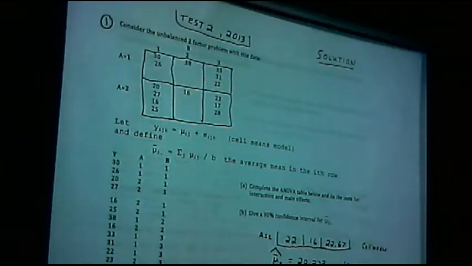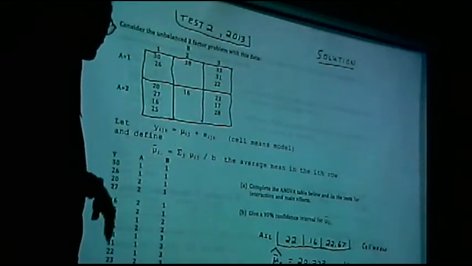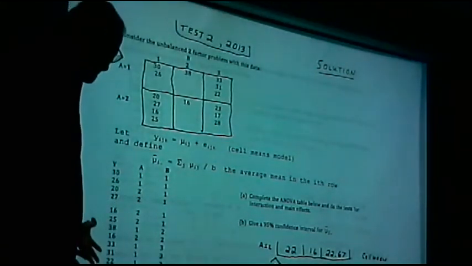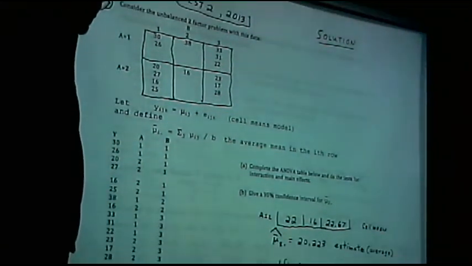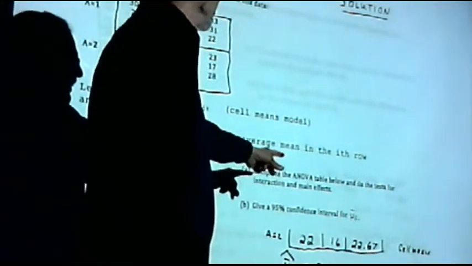Okay, so here's a two-factor unbalanced problem, and here's the cell means model, and here's the data written in column form. Input is a Minitab, and then there's the Minitab command. So the first question was, complete the ANOVA table below and do the test for interaction with the effects.